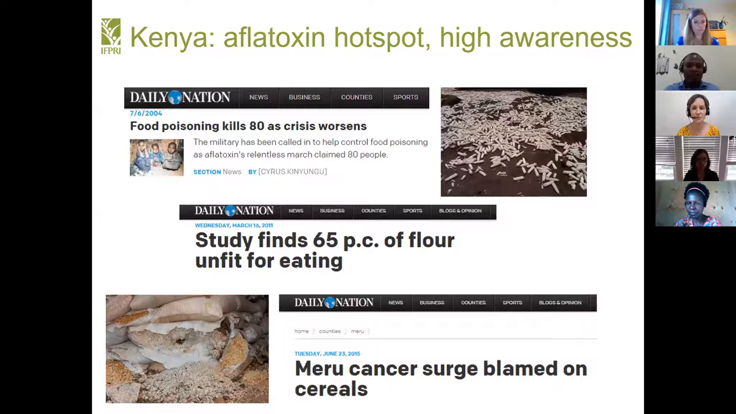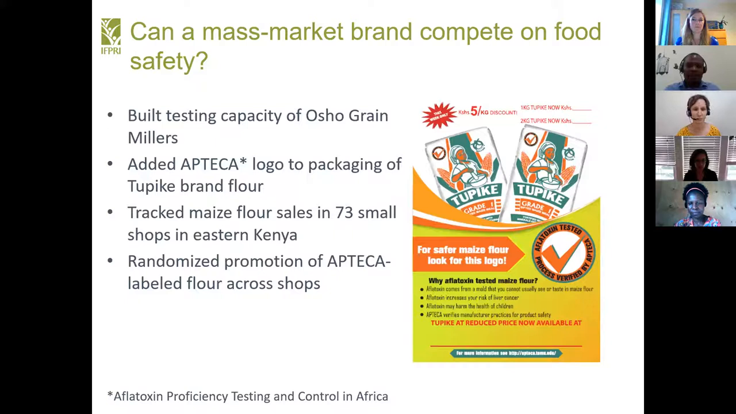And we do this in eastern Kenya, which is a hotspot for aflatoxin, a common contaminant of maize that comes from fungal contamination. It is a place where people are very concerned about this particular food safety hazard. So we thought it would be a relatively easy place to get people to actually seek out safer food.